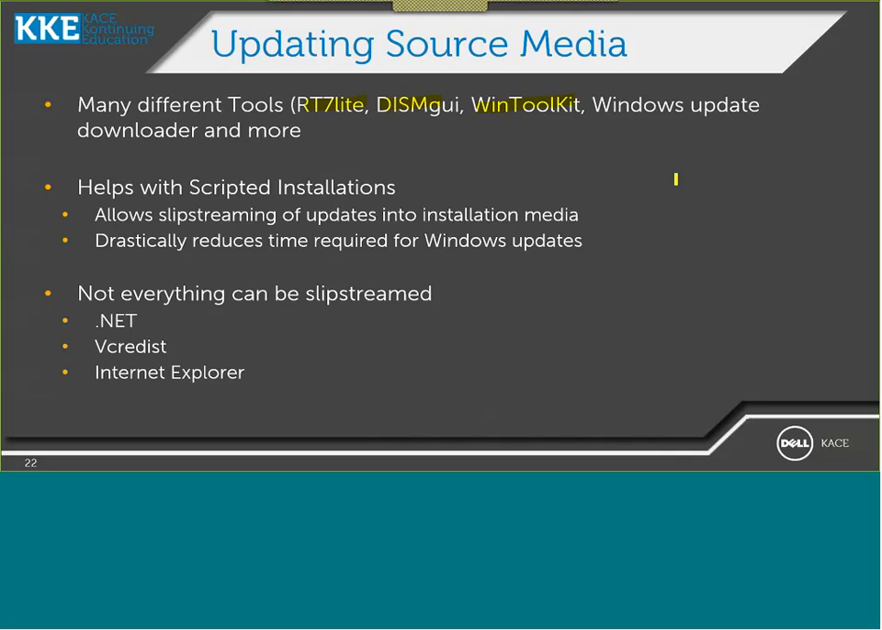So it does definitely help with scripted installations because that's where we use the media. So you can slipstream updates into the installation media. So during the installation, all the updates are already installed. We don't have to do that afterwards. So that drastically reduces the time that we need after the actual Windows installation for the Windows updates. Even if we don't get everything in there, it might cut down the updates needed from like 150 or 200 to maybe 20 or 30 missing updates.